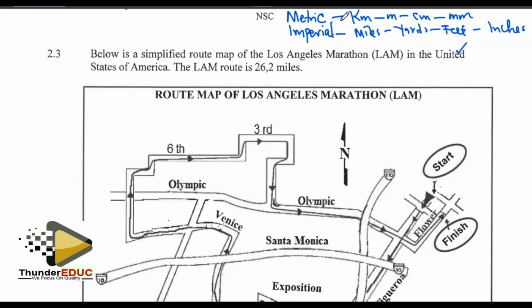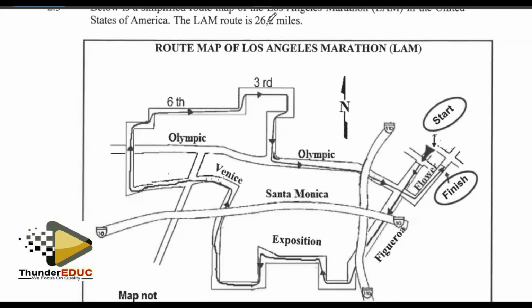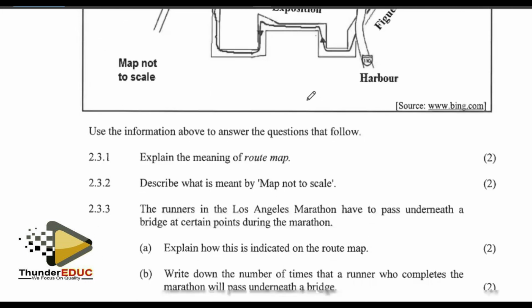For metric, they will always ask you to provide the values. But for imperial, they will always give you the conversion factor. Anyway, keep this in your head: 26.2 miles. Okay, here we go.